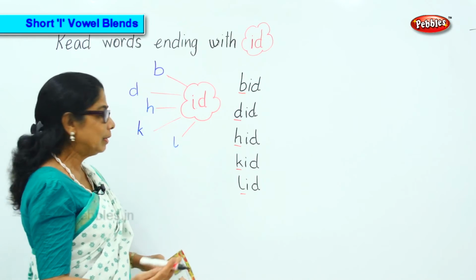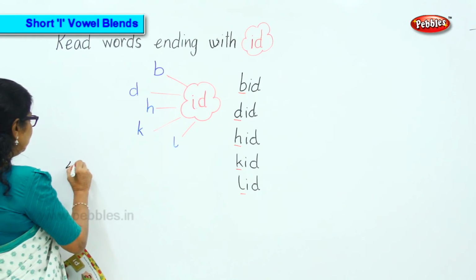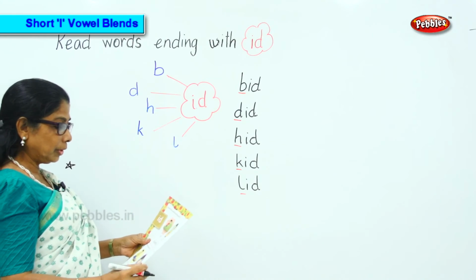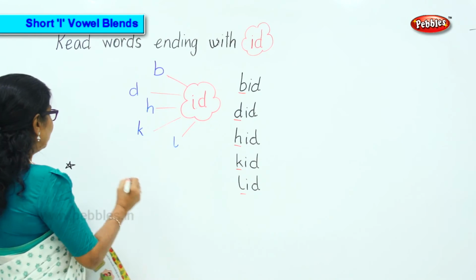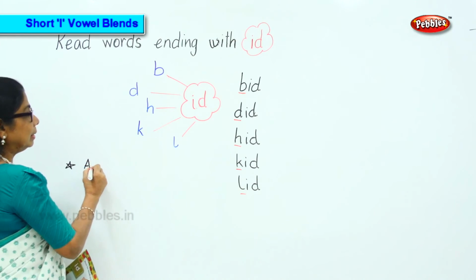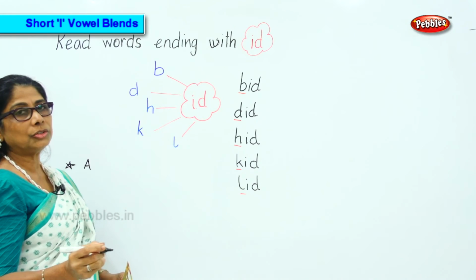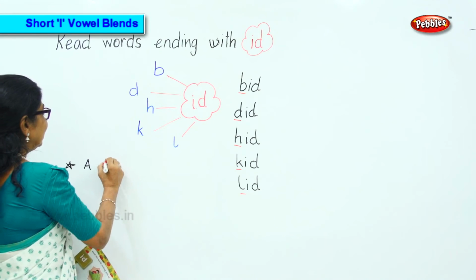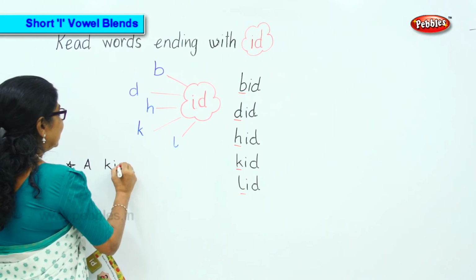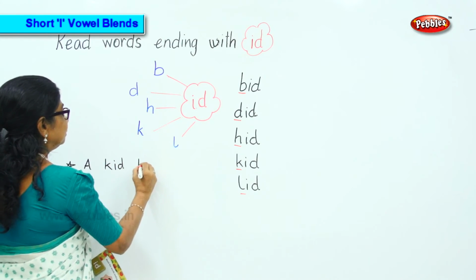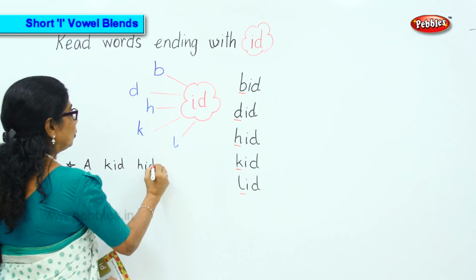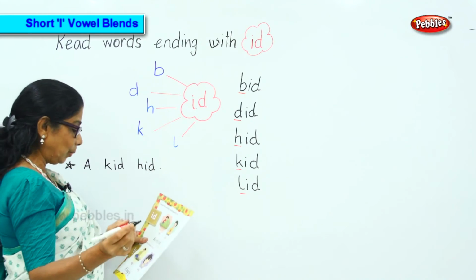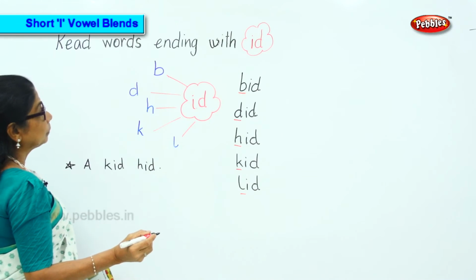Kid is a little baby. Let's create some small sentences. Okay. What about a kid? The kid is also a baby of a goat. A kid, what does the kid do? A kid hid. Hid means short form of hiding, when you hide somewhere. Okay.